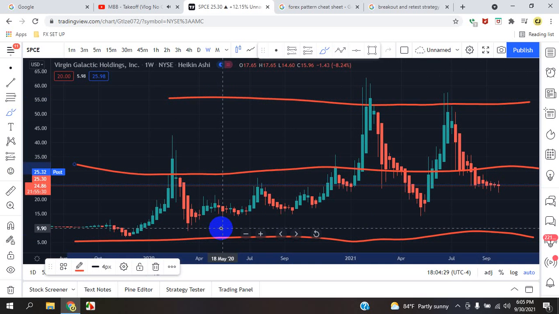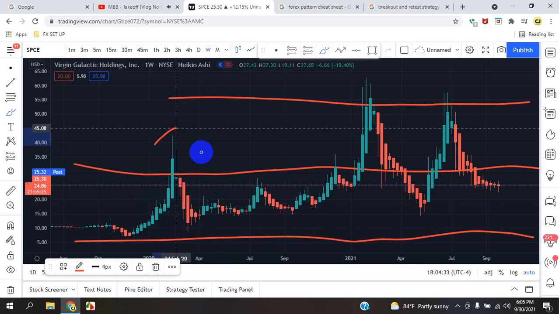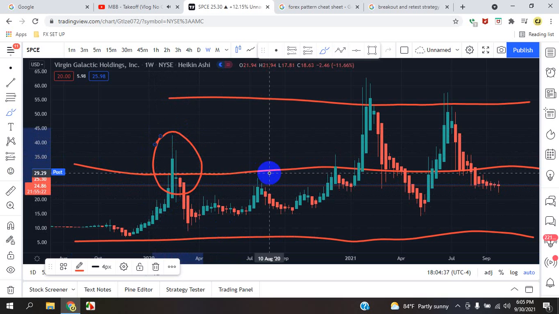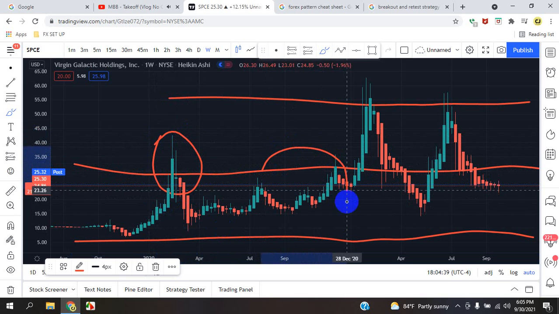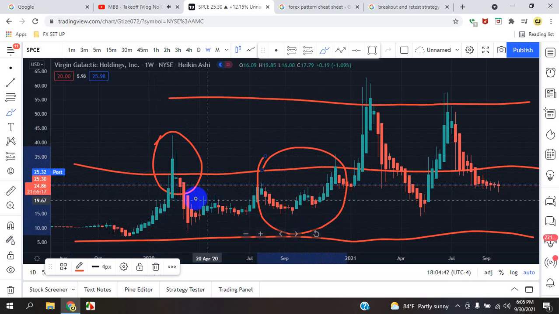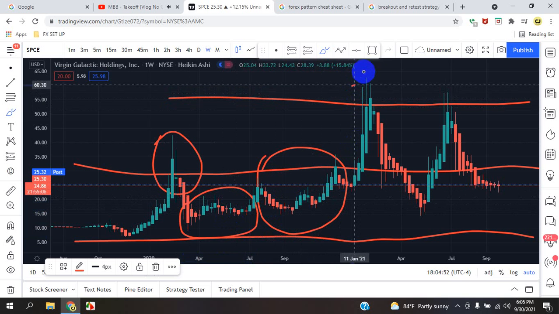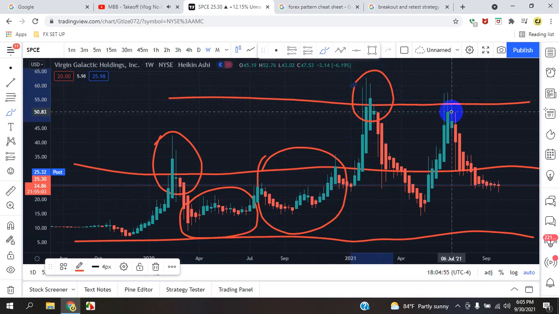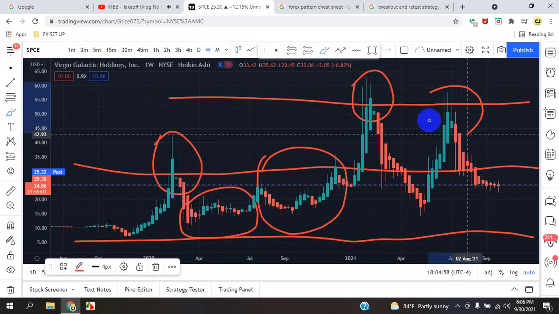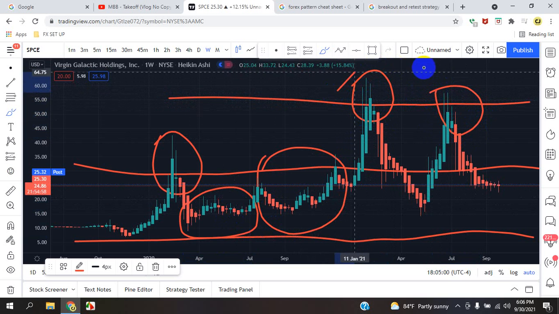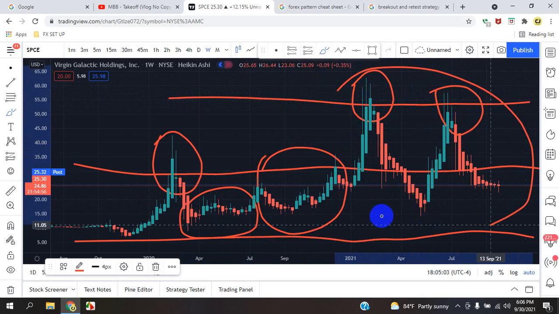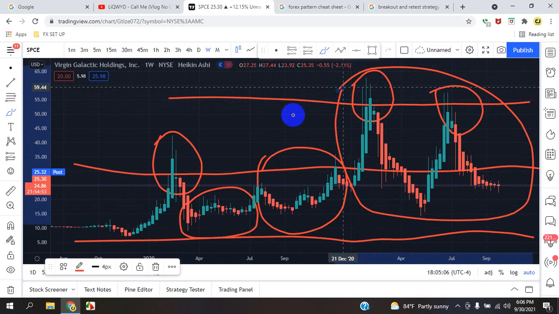So let's circle some areas where we can look for patterns in the market. We have a pattern here. We have a pattern here. We have a pattern here. Almost missed this one. This one's close. We have a pattern here. We have a pattern here. And then last but not least, we have an overall pattern in this area here. So we got a few things to work with, guys.